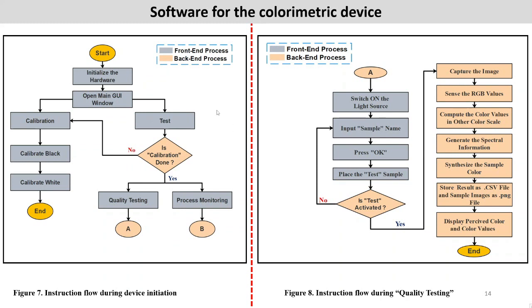Now this is the software for the colorimetric device, and how it works. Initially, we have to initiate the device, where we need to calibrate the imaging sensor. The grayish boxes indicate the front end process, and the yellowish boxes show the back end process that is going on in the software. In this process there are two modes: the quality testing mode and the process monitoring mode. In the quality testing mode, you can bring several samples, and those samples can be analyzed one by one, and all the data will be saved in a CSV file.